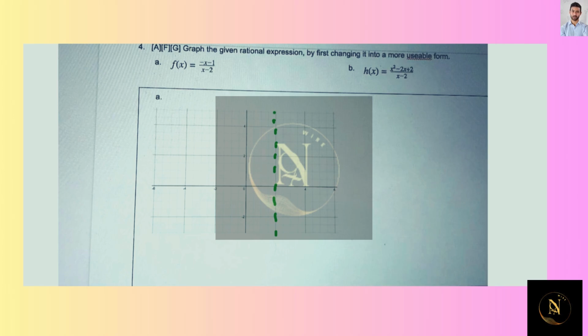So for instance, you'll have an x-intercept when the function is equal to 0. So that's really when the numerator is 0. So if you add 1 to both sides, x equals -1 is an x-intercept. A y-intercept is when x is 0, and so you'd have -0 minus 1, which is -1 over -2, which is 1/2.